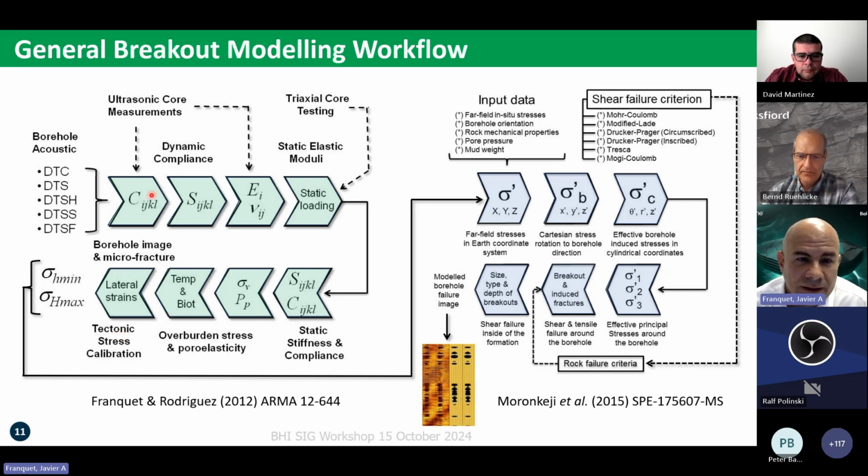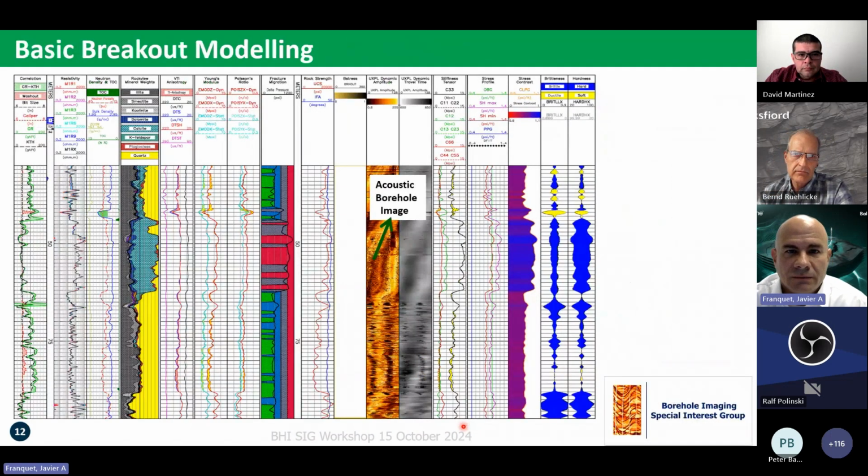So this is an interactive workflow because we need to put some assumption here and see the breakout and compare to the image. And if we need to tweak the boundary condition, we do that. If we need to play with the Biot coefficient, we do that in order to get a model as representative as possible. Like in this case, these are the actual image, and these are the simulation of the breakout. So let's see some examples.